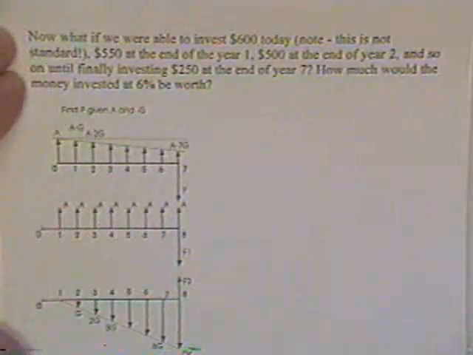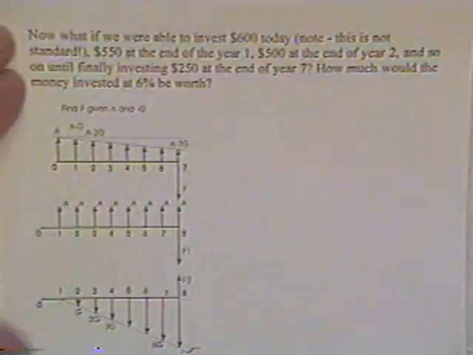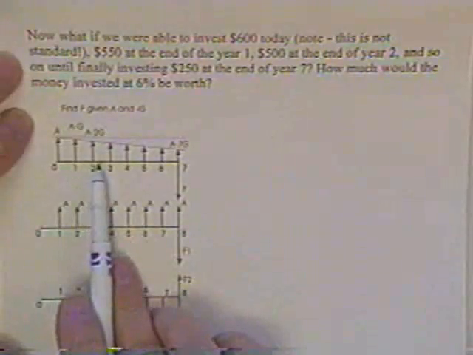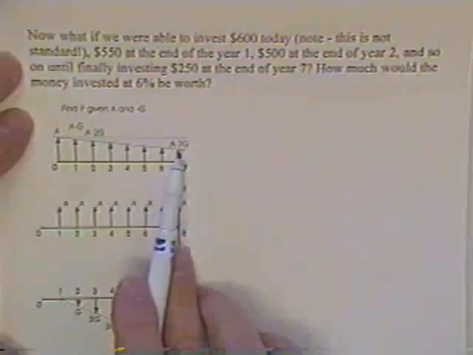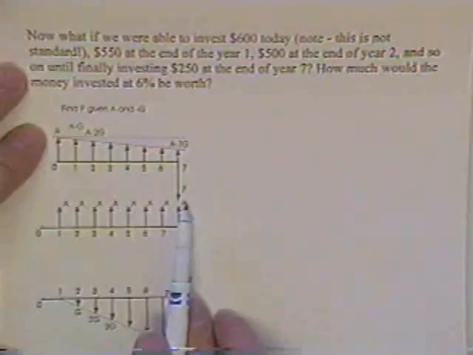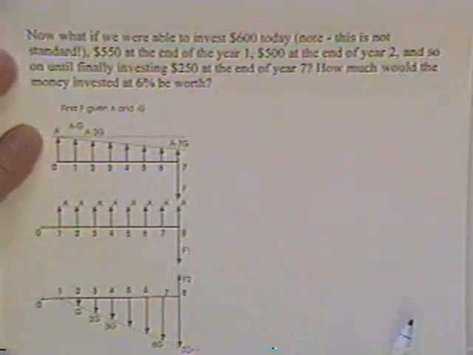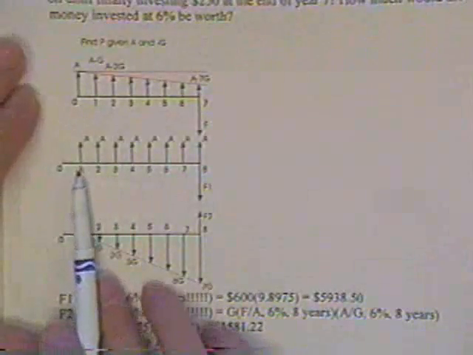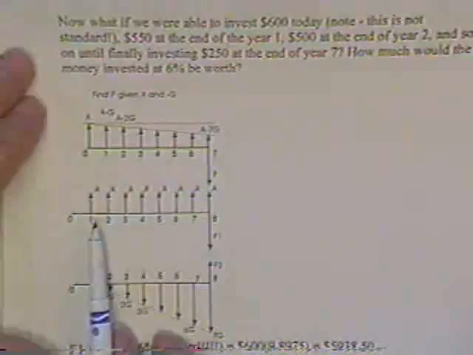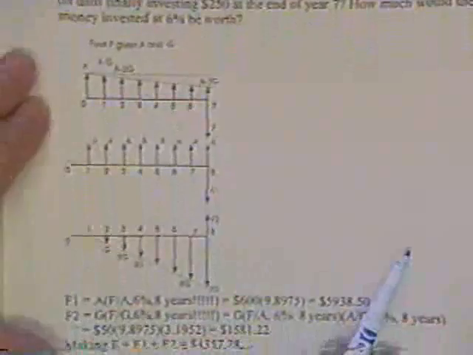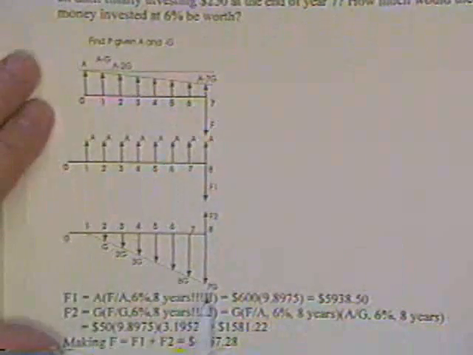Now, what if we were able to invest $600 today? Whoa, that's not standard. $550 at the end of the next year, $500 at the end of the next year, and so on until we actually put in $250 at the end of year 7. How much money could we take out of the bank at 6%. Well, in that case, you have to do a little work with it. What you do is you pretend that you put in $600 every year. And then you extract from that a gradient.